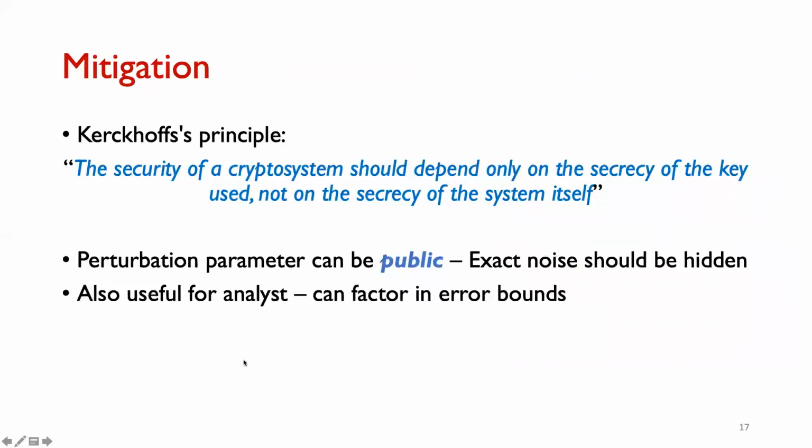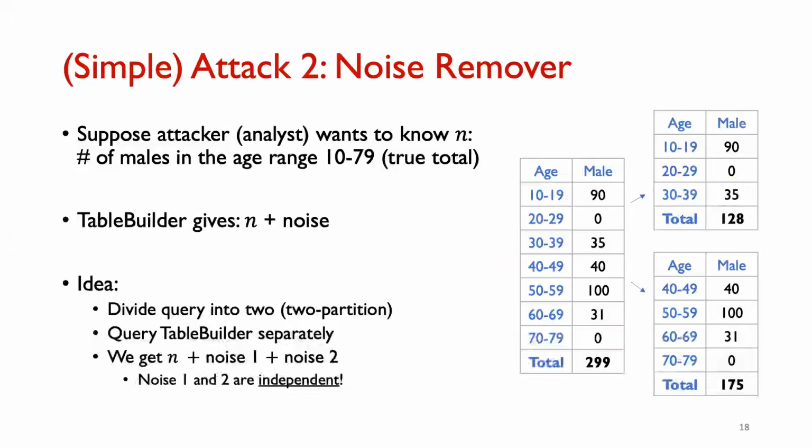Mitigation for this is simple. Simply release the perturbation parameter, and this follows Kerckhoffs's principle that the security of the system should only be dependent on secrecy of the key used and not on the secrecy of the system itself. And this would also be useful for the analysts because they can factor in error bounds.